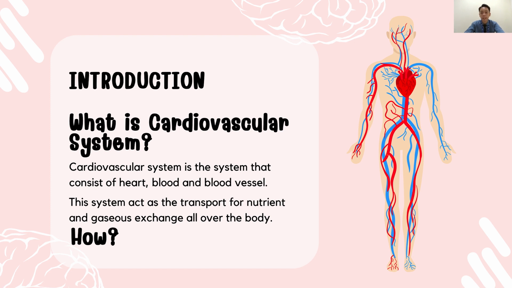How? The heart will pump the blood through blood vessels, then the blood will carry oxygen and nutrients to the cells. Blood also carries carbon dioxide and waste and eliminates them from cells, and helps regulate acid-base balance, temperature, and water content of body fluids. So, the blood components also help defend against disease and repair damaged blood vessels.